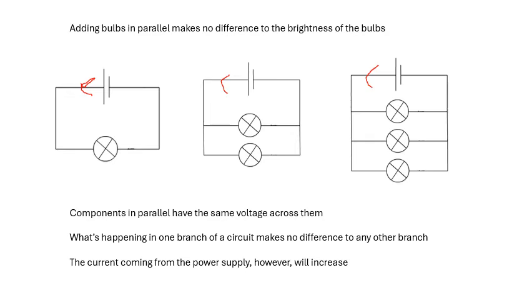Components in parallel have the same voltage across them. And what's happening in one branch of a circuit makes no difference to any other branch. Okay? Branches of a circuit, like branches of a tree. The current from the power supply, however, will get bigger.